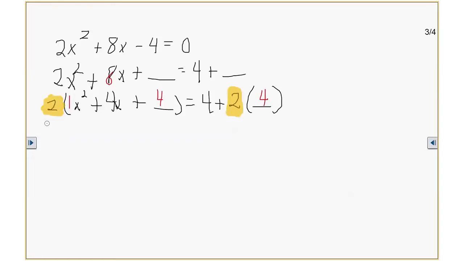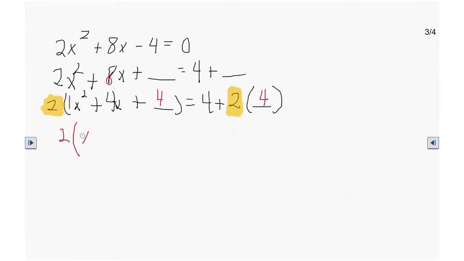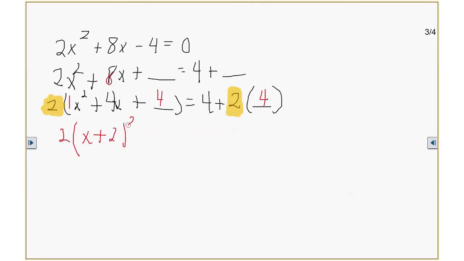Okay? For the next step, do you just solve the right side, simplify it? Well, yeah, that's what I'm fixing to do. x plus 2 quantity squared is equal to 4 plus 8, which is 12. And at this point, you get your vertex.